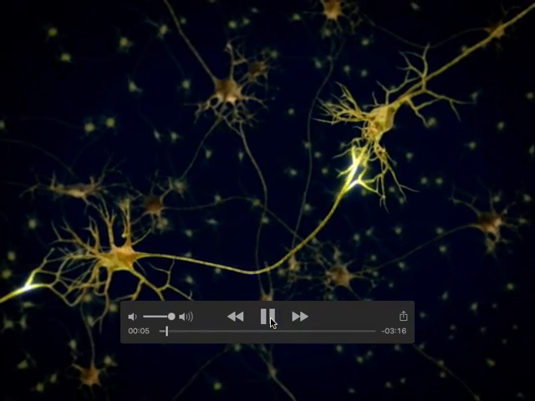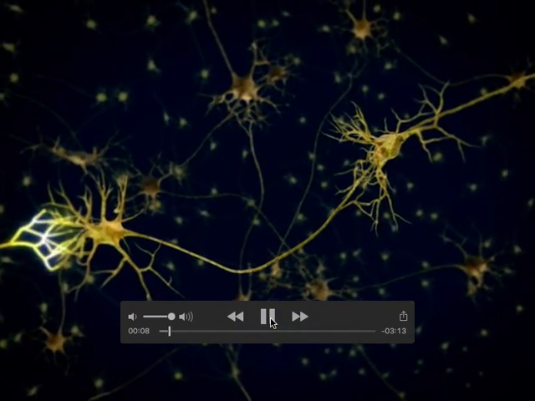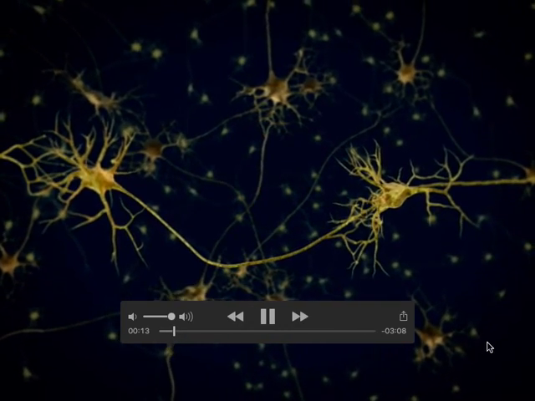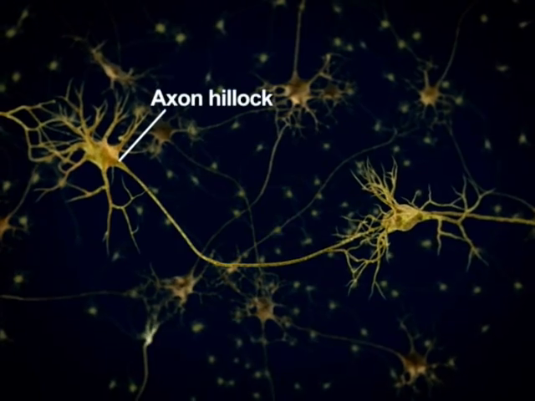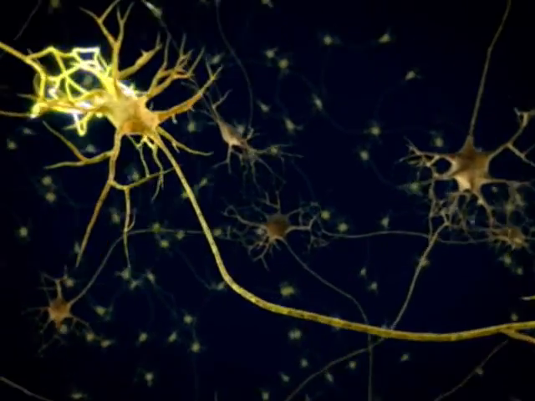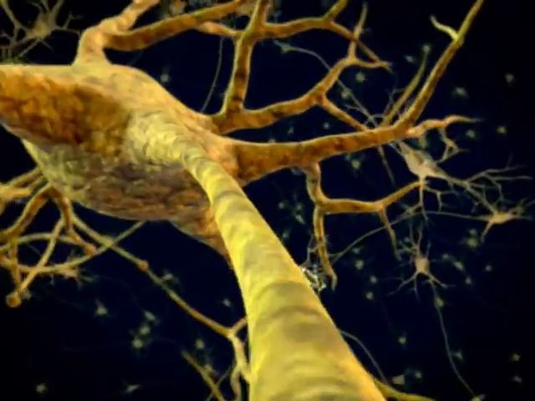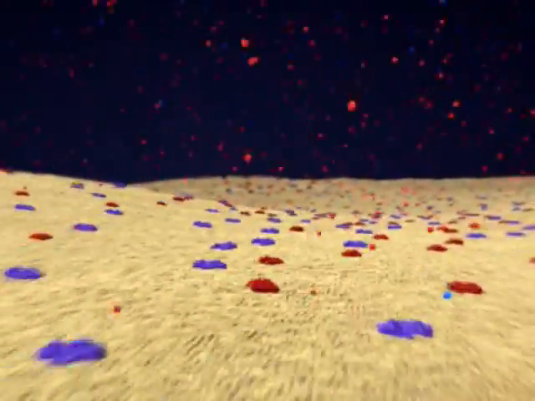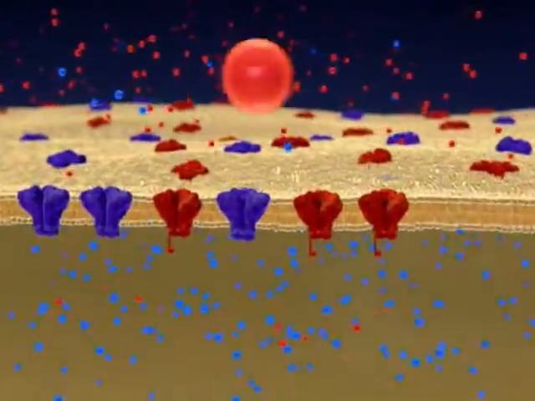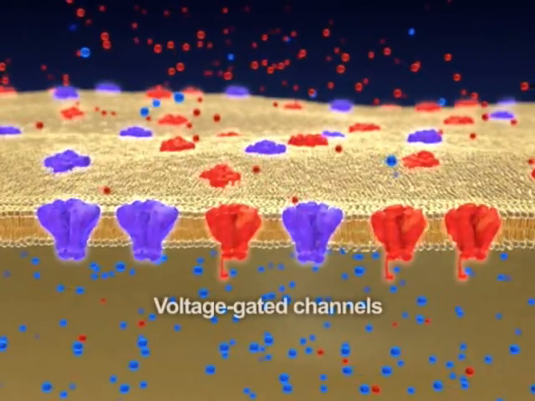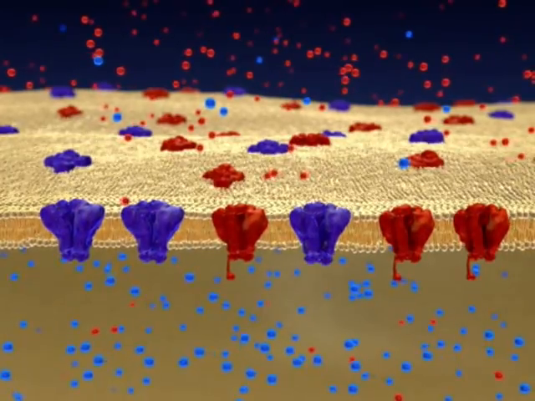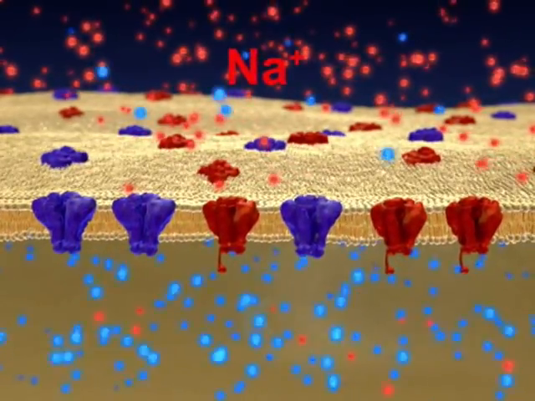It's going to put the whole story together. Neurons send signals over long distances by generating and propagating action potentials. Most action potentials originate near the axon hillock of the cell body, in the initial segment of the axon. It then travels the entire length of the axon. A closer look reveals that during an action potential, voltage-gated channels open and close, altering the permeability of the plasma membrane to sodium and potassium ions.